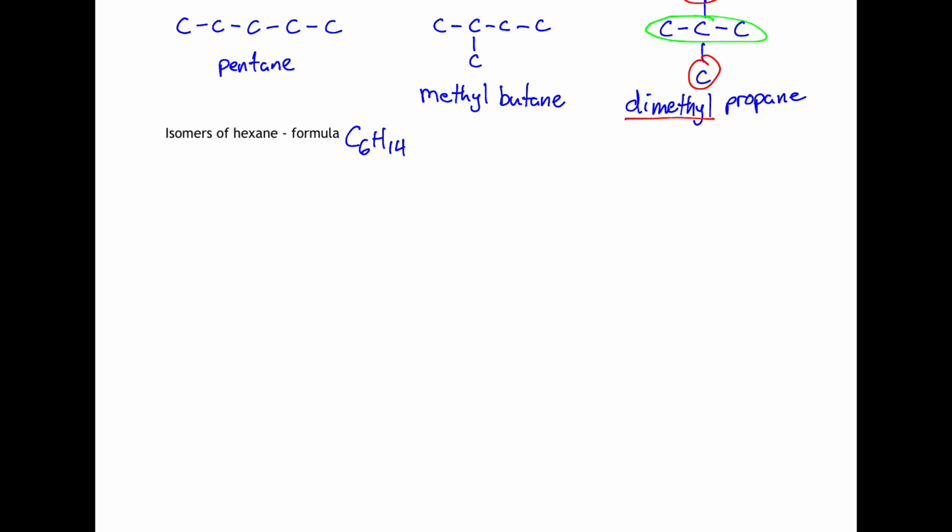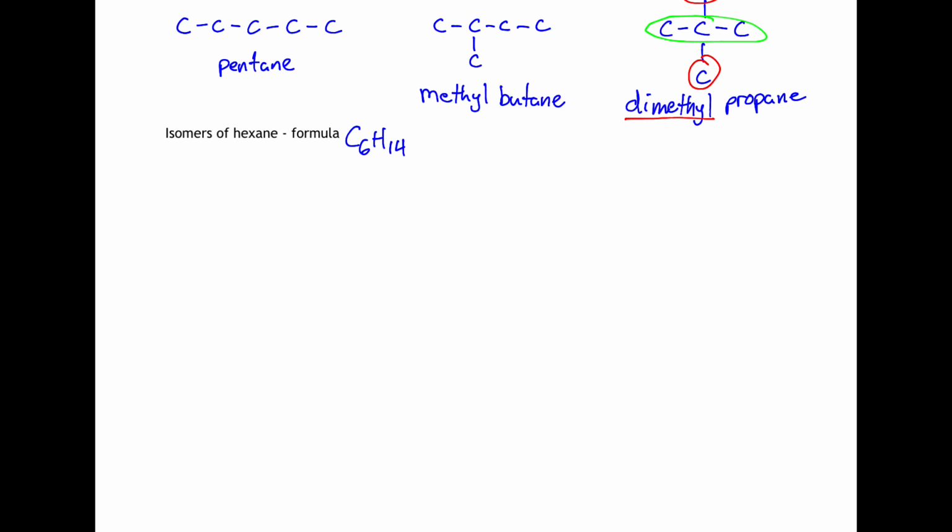So if I had a decane, I could figure out how many hydrogens it would have. It would have 10 times 2 plus 2. It would have 22 hydrogens on it. And so we can do that math without drawing a giant molecule.